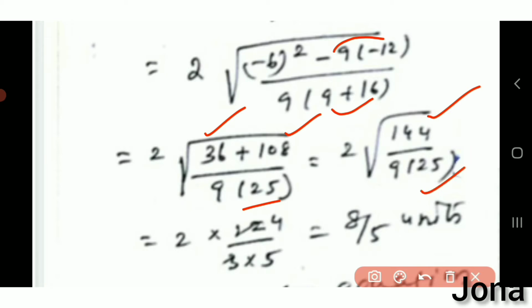So, over 144 we have 12, that square root is 12, and for this 9 is 3 and for this 25 is 5. So, we got 8 by 5 units. The distance between the straight lines is 8 by 5 units.